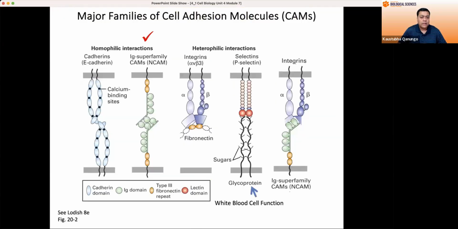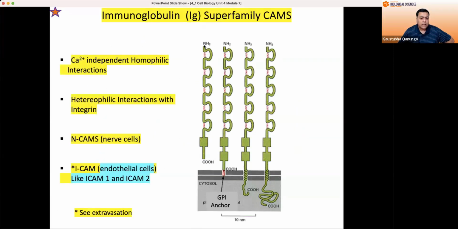All right, so after that, we are looking at these Ig superfamily of the CAMs. Now, these are essentially the typical folds. They come in different types. Some could be soluble, and we're not going to talk about that. This is a GPI anchored protein right here.